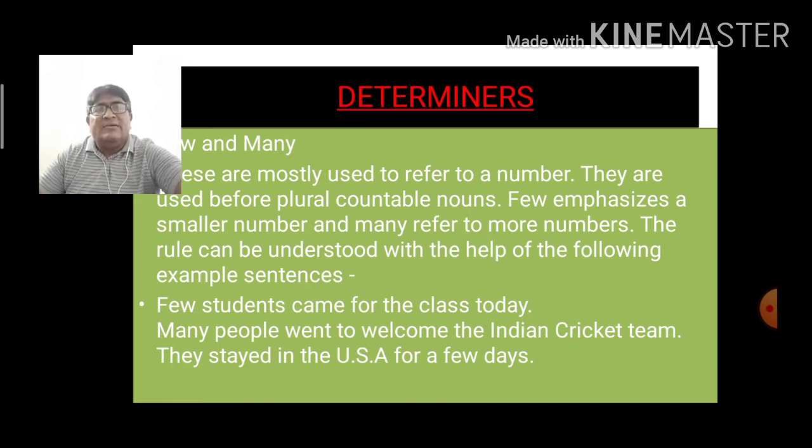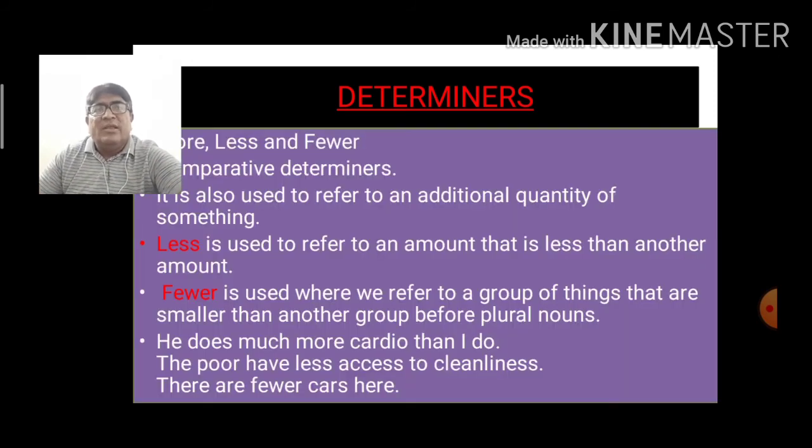Now let's see some more. Here are more, less and fewer. These are comparative determiners. More is used to refer to an additional quantity of something. Less is used to refer to an amount that is less than another amount. Fewer is used where we refer to a group of things that is smaller than another group, before plural nouns.